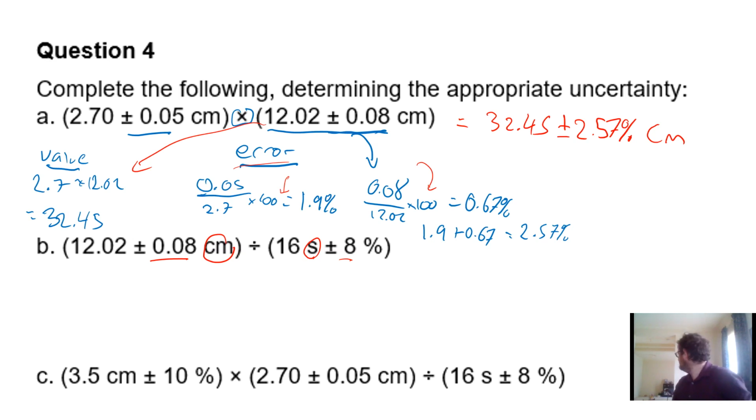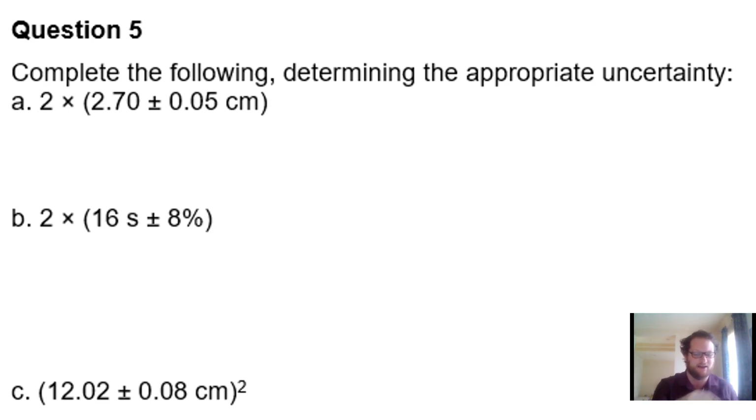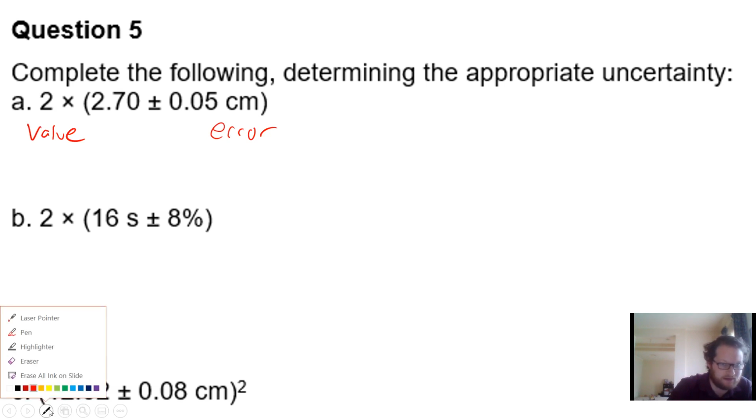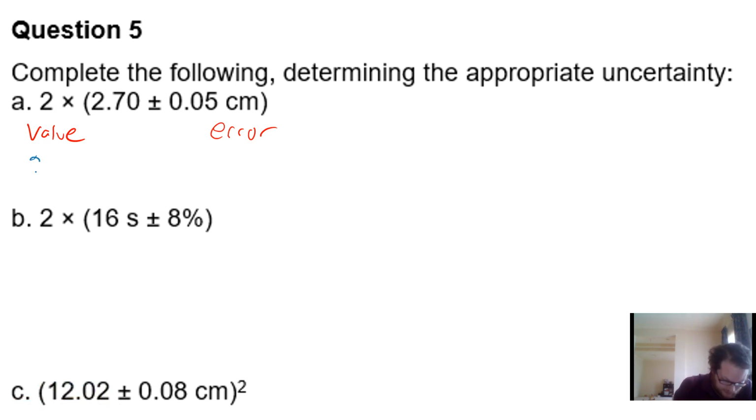Now, if I look at the next one really quickly, I'm going to change the slide to here. This is the previous one. This one is even easier than the last one. For this one, 2 times, complete the following, determine the appropriate uncertainty. 2 times, let's do the value over here, I'm still in red, and let's do the error over here. So let's have a look at this. The value is going to be easy: 2 times 2.7, because that's what it says here.